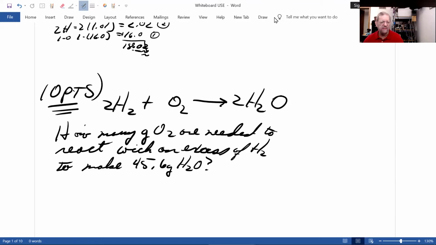All right, 10 points. You're given this balanced chemical equation. And the question is, how many grams of oxygen are needed to react? This one I'll do myself, then you know I'm gonna share the fun. How many grams of oxygen are needed to react with an excess of hydrogen to make 45.6 grams of water? So what are we being asked to find?